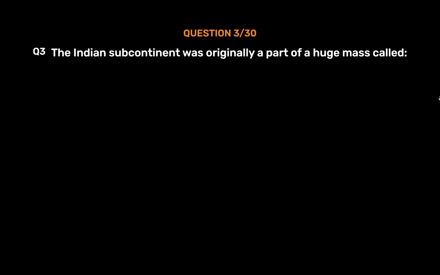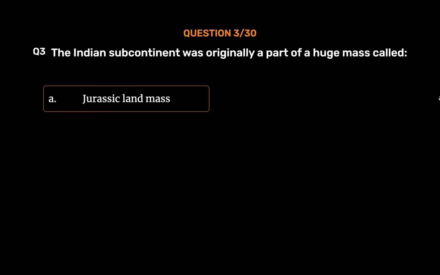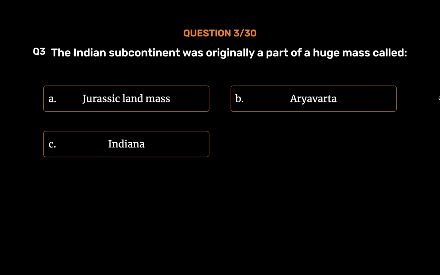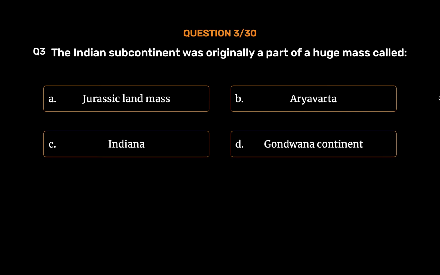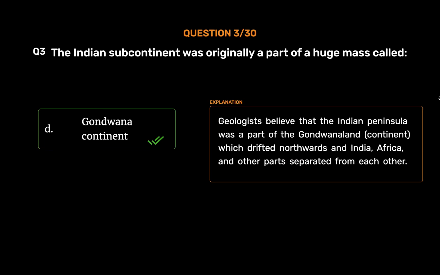Question number 3. The Indian subcontinent was originally a part of a huge mass called Option A. Jurassic landmass. Option B. Aryavarta. Option C. Indiana. Option D. Gondwana continent. The correct answer is Option D. Gondwana continent. Geologists believe that the Indian peninsula was a part of the Gondwana land continent, which drifted northwards, and India, Africa, and other parts separated from each other.